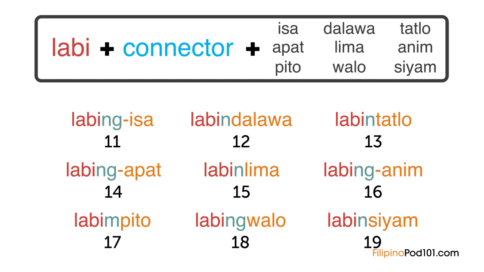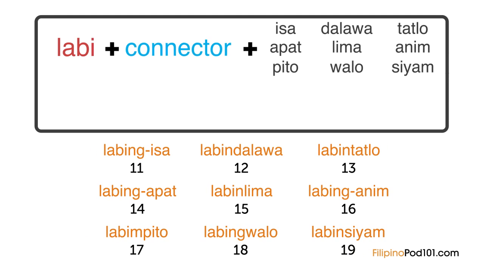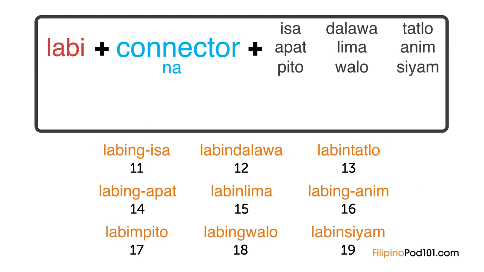plus connector plus the numbers 1 to 9. In Filipino, the connector is usually NA if the letter before it is a consonant, and NG if the letter before it is a vowel. In this case, since labi ends with I, then we'll be using the NG connector.